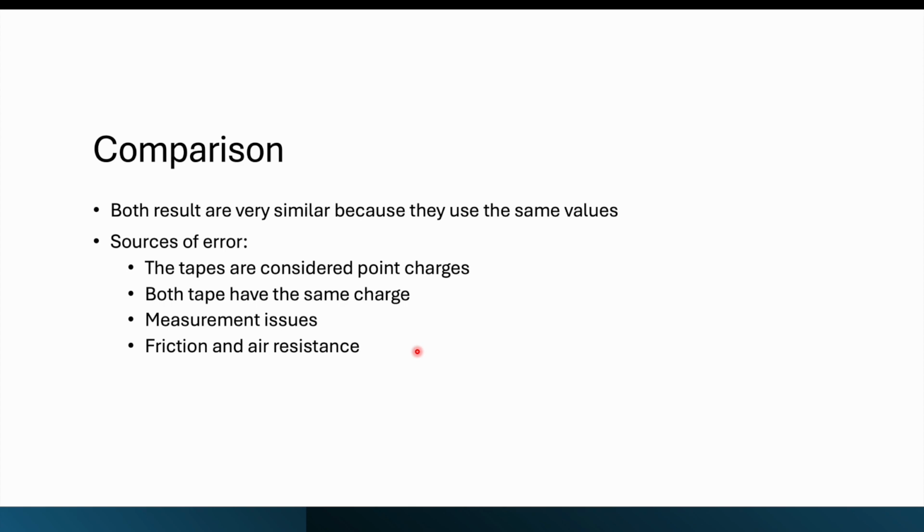But in reality, there are sources of error in this system because the tapes are considered point charges when in reality they are not. They are a plane of charge. Both tapes are assumed to have the same charge, while in reality they do not, because this is a rudimentary way of creating a charged tape and not very accurate. There are also measurement issues in length, width, and distances. It was very hard to measure as well, and we also do not take into account friction and air resistance in our experiment.